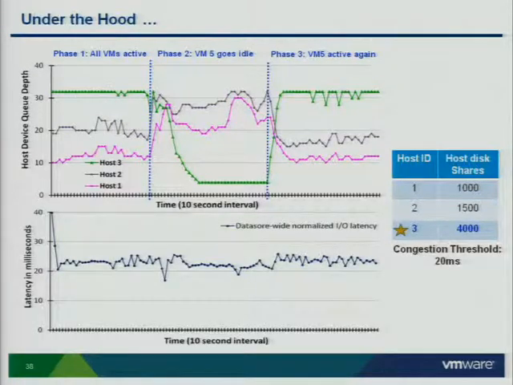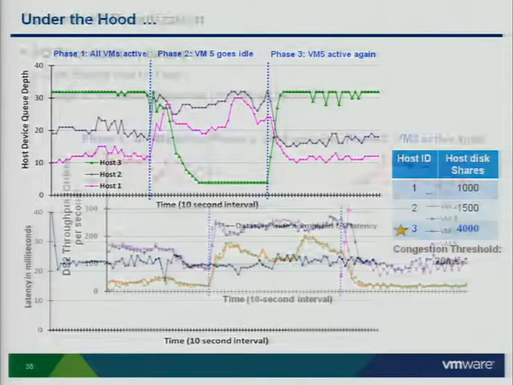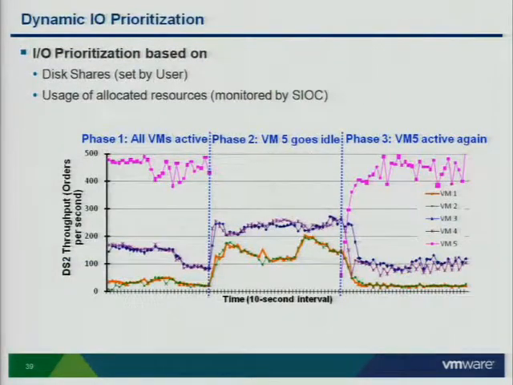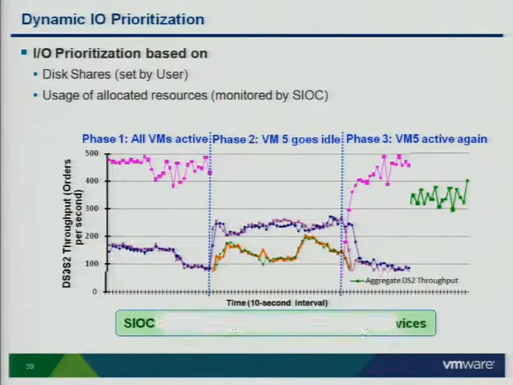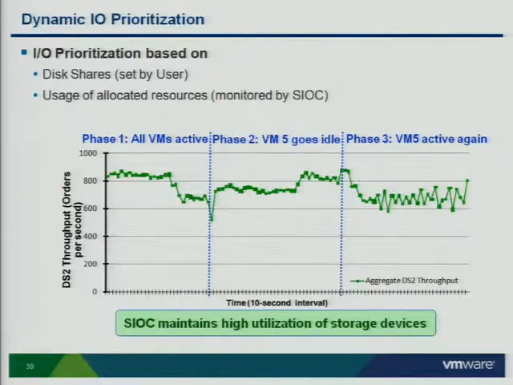You can also see that the overall latency on the shared data store was close to the congestion threshold I had set. In this case, that was about 20 milliseconds. The other thing you also want to pay attention to here is, again, I'm showing the throughput of all the DVD store VMs, but if you look at the total throughput, the sum of the throughput of all the DVD store workloads that were running in all 5 VMs, at any given phase, they are pretty close.